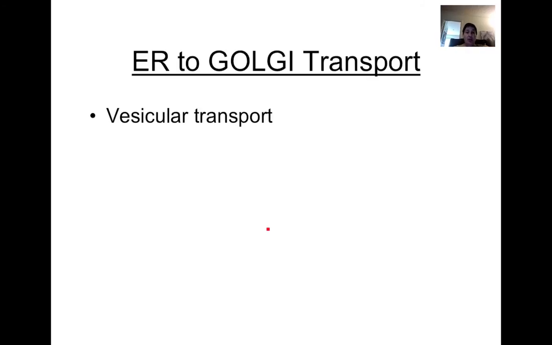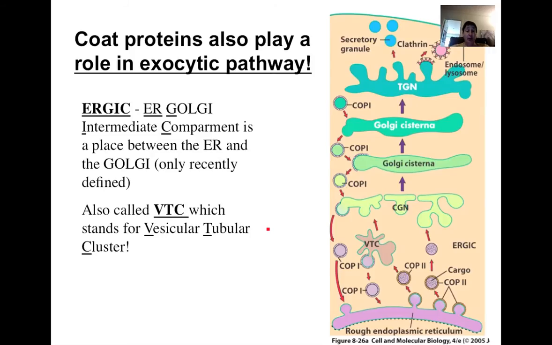All right, so the things that get made, proteins, lipids, these all are going to end up moving by vesicular transport. And let's talk about this transport from the ER to the Golgi. It's going to occur through the ERGIC, the ER Golgi intermediate compartment. Once again, I didn't make the names, so don't shoot the messenger, but it has another name, which is a little harder to remember, the vesicular tubular cluster.